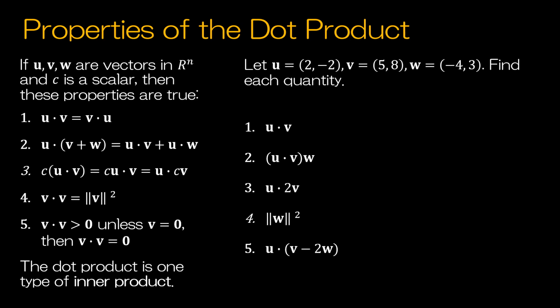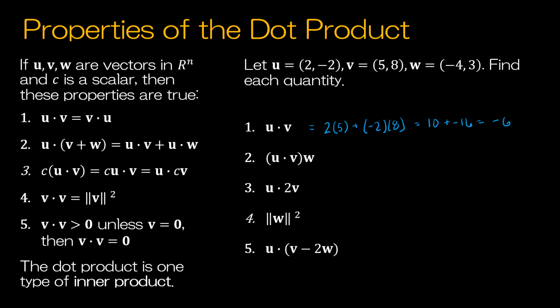Let's take a look at some practice questions that we can do using those properties to make it a little bit easier. So the first one is u dot v. Well, this one I have to find myself. I have to do the math. So that's 2 times 5 plus negative 2 times 8. Again, that's just first value times first value plus second value times second value. That gives me 10 plus negative 16, which is negative 6.